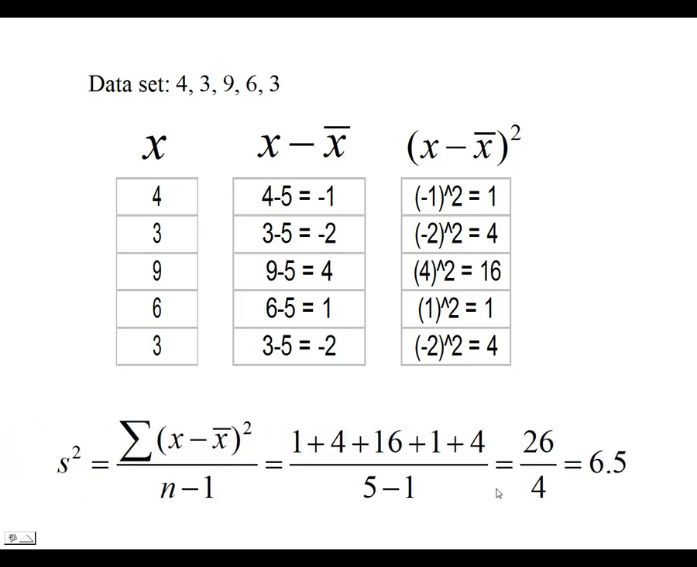Now, our last step is to add up all of these numbers here, which total up to 26, and divide by 1 less than the total number of data points. So we're going to divide by 4. When we do that division, we have 6.5. That is our sample variance, s squared.